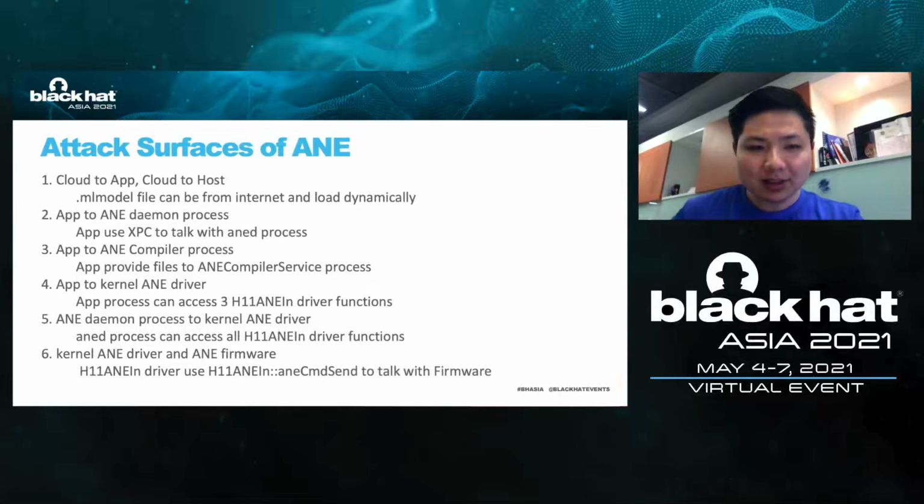I divide the attack surface of ANE into 6 types. Each attack surface is an elevation from one privileged space to another privileged space. These attack surfaces are based on real facts, not what I imagined.